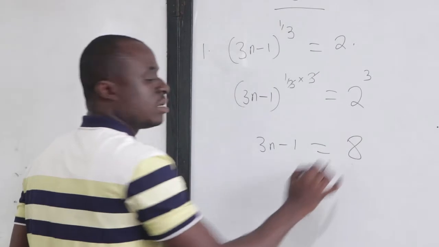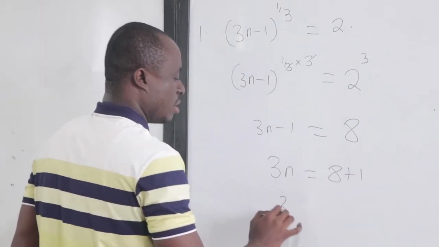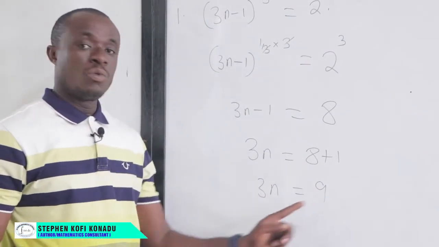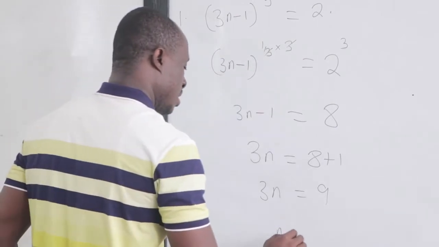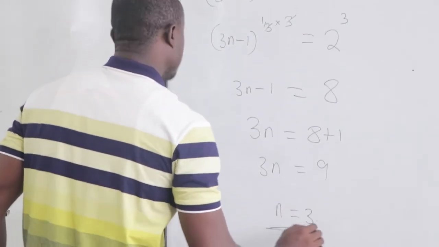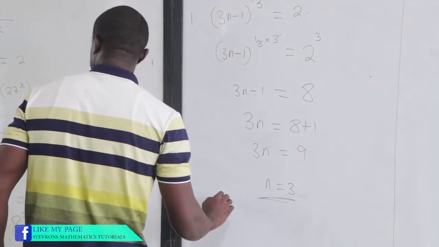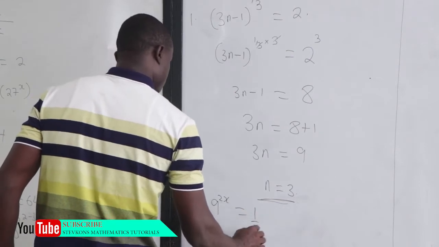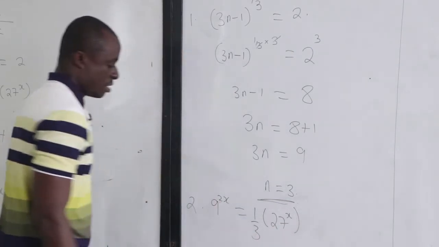Now this one is 8. So our 3n will be 8 plus 1. 3n is 9. We want to find n. What do we do? We divide both sides by 3. So our n is equal to 3. Now let's see question 2. We have 9 to the power 2x equal to 1 over 3, 27 all to the power x.